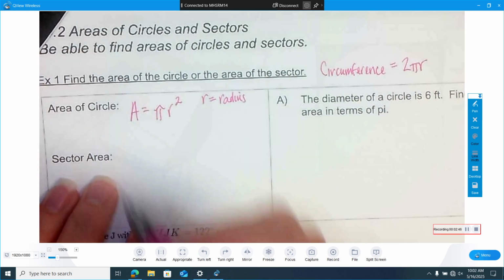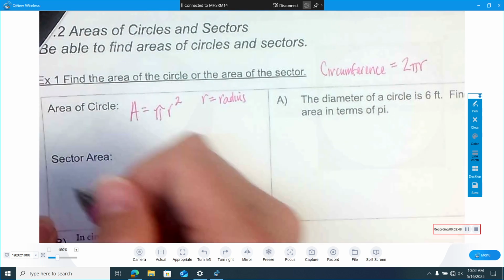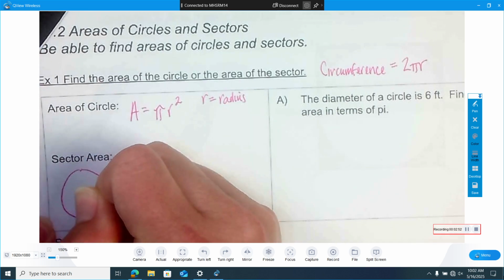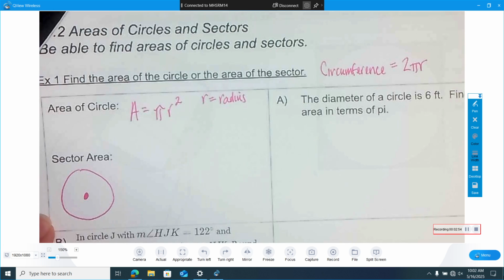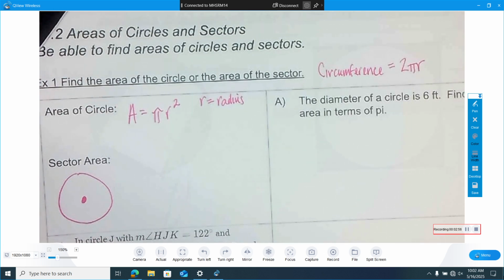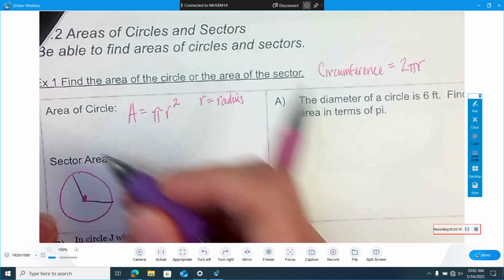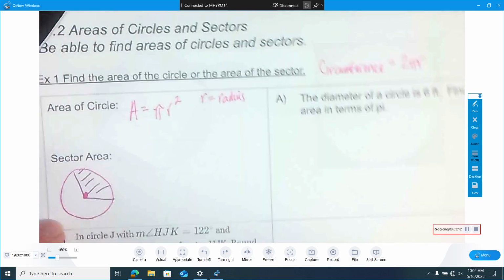Now, sector area is asking, I have a circle, and maybe we have the center of our circle there, and all I want, is it missing a page? Oh, craziness. Okay, thank you. What I want is maybe just a portion of the circle, not the whole thing.